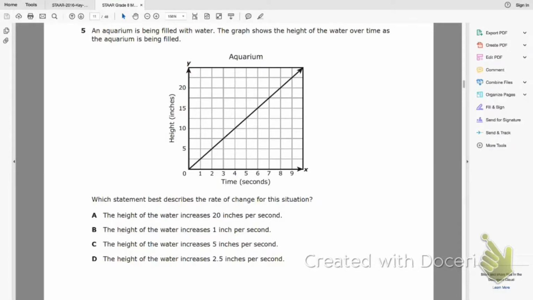Alright, so it says an aquarium is being filled with water. The graph shows the height of the water over time as the aquarium is being filled. Okay, which statement best describes the rate of change for the situation? Rate of change is basically like slope, what we've been doing.